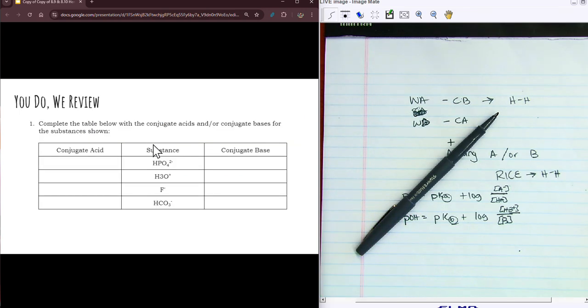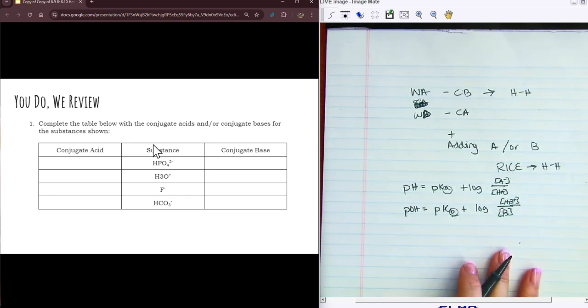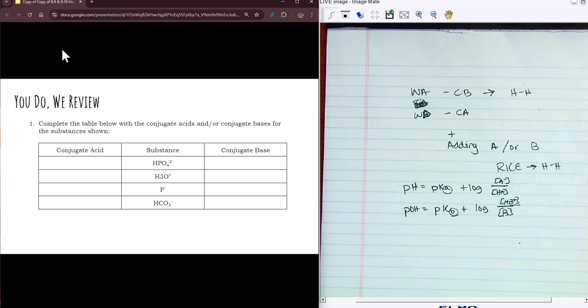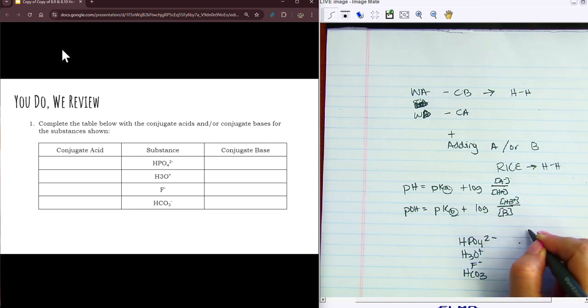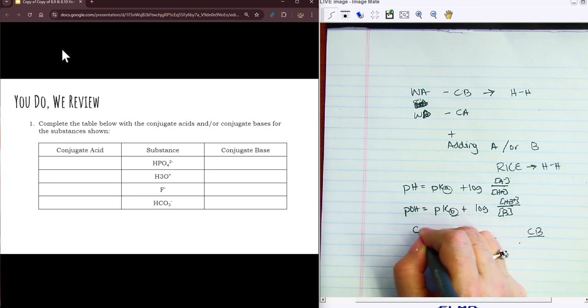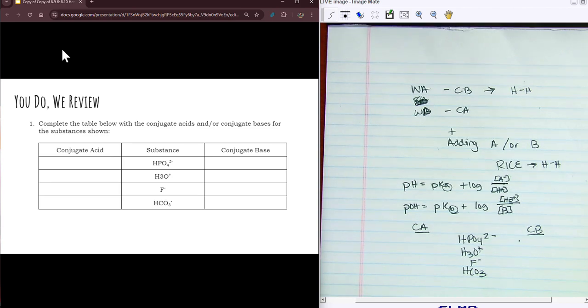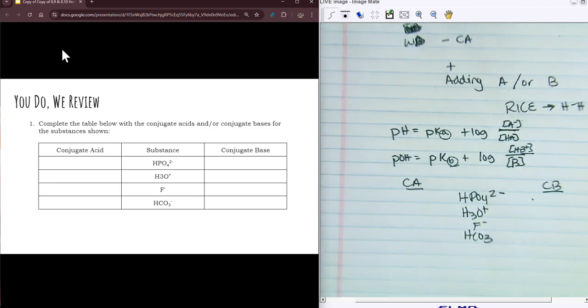What we're going to do is go through this really quick, figuring out who the conjugate acids and or bases are for these particular practice problems. We have HPO4 2 minus, H3O plus, F minus, and HCO3. And then we want to know what would be the conjugate base or what would be the conjugate acid.